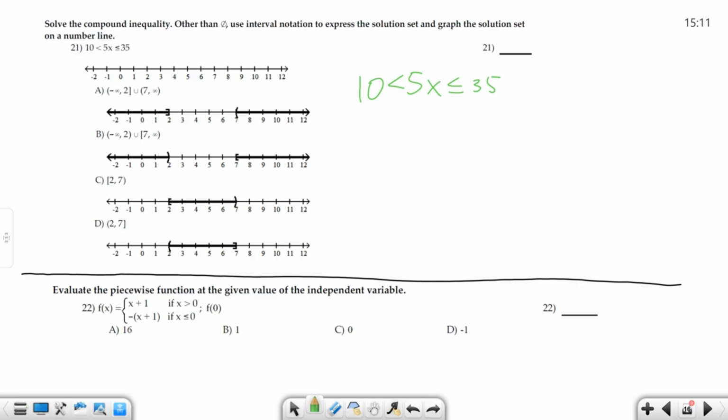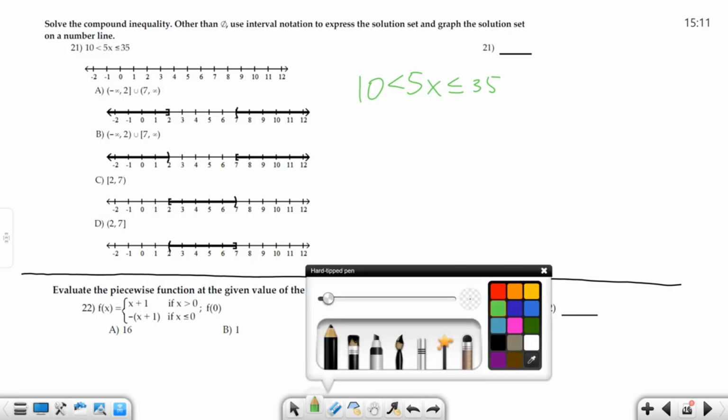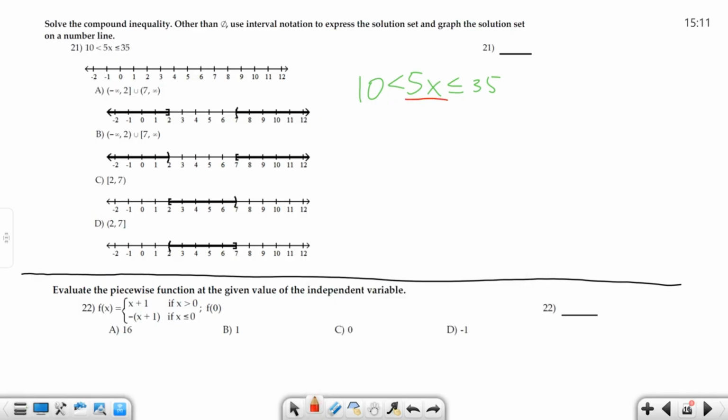Now we want to get x by itself in the middle. Is there anything added or subtracted? No. So the way I do that is I'm just going to divide by 5 everywhere, both sides and the middle. 10 over 5 is 2. Less than or equal to 5x over 5 is x. And what is 35 divided by 5? 7. So this becomes 2, x, and 7. So no more fractions, which is glorious.